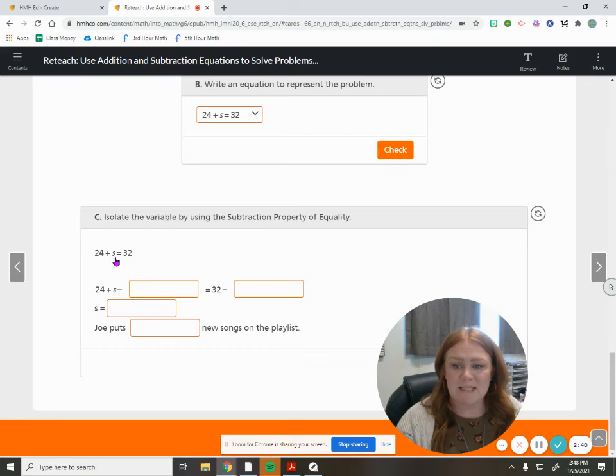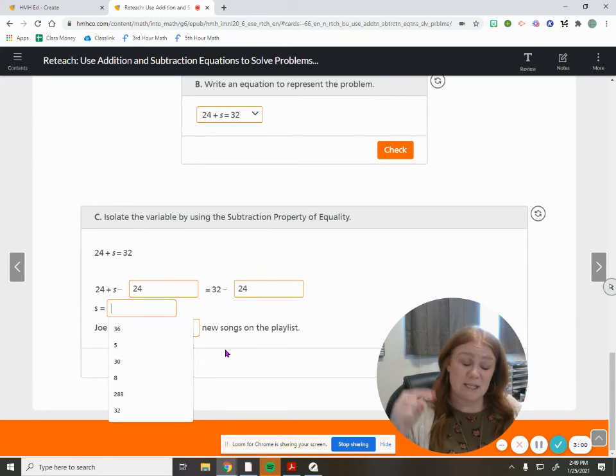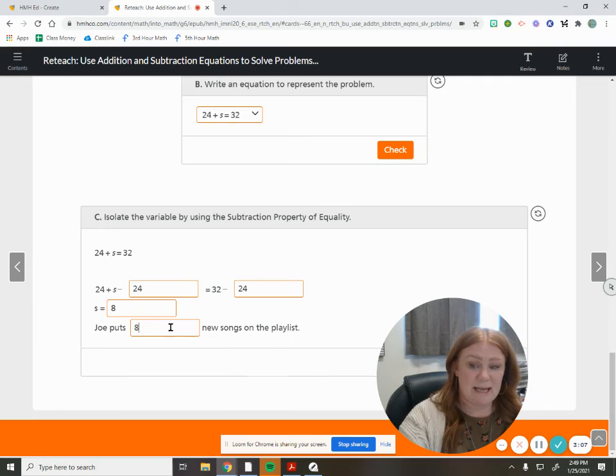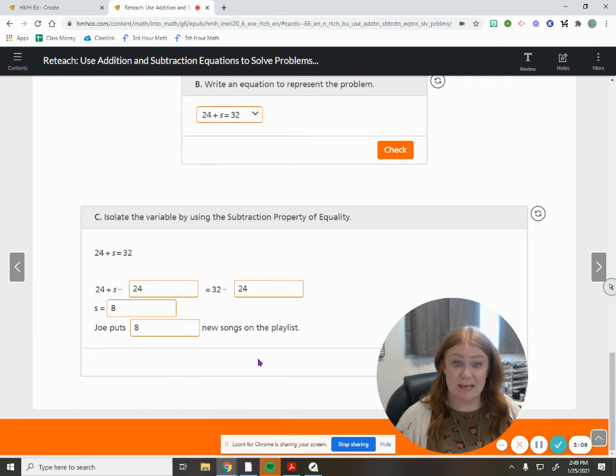So I want to get S by itself. So I need to get rid of this 24. So I'm going to minus 24 from this side and minus 24 from this side. So 24 minus 24 is 0. So all we're left with is S. 32 minus 24. So I know to get from 24 to 30 is 6, and 2 more makes 8. So Joe put 8 songs on his playlist.